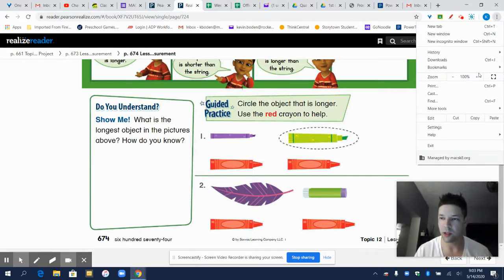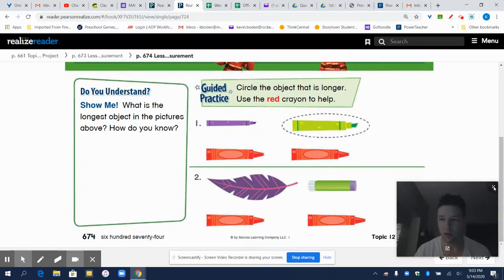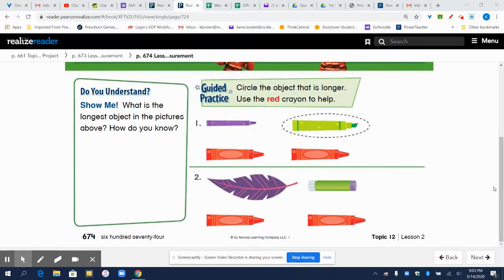So I'm going to zoom in a little bit. So on the last page, we used the chapstick, didn't we? So we used the chapstick for the last page. And what are they using on this page to kind of measure the objects? Yeah, there's a purple marker, there's a green marker.